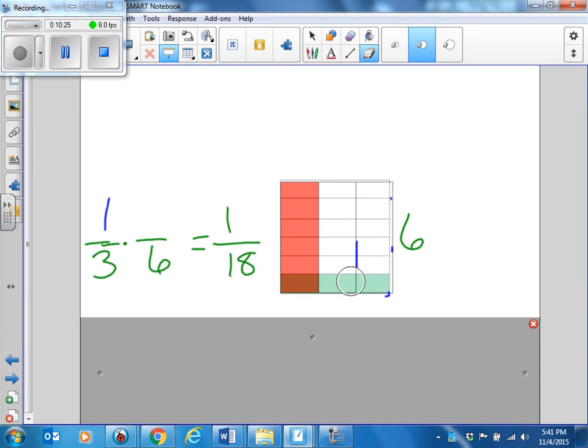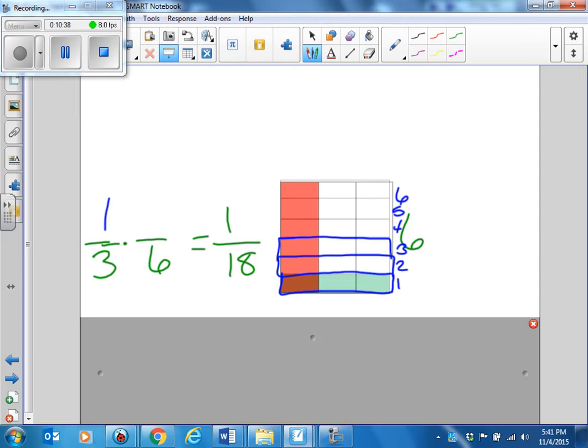All right, now let's look at the 6 rows we have. Okay, so we have 1, 2, 3, 4, 5, 6. Each one of these is a row. How many are shaded all the way across? Every box in the whole row has to be shaded. Well, there's only one, and that's this one. It's shaded all the way across. So now 1/3 times 1/6. And if you'd like, you can put these in your notes for sure.